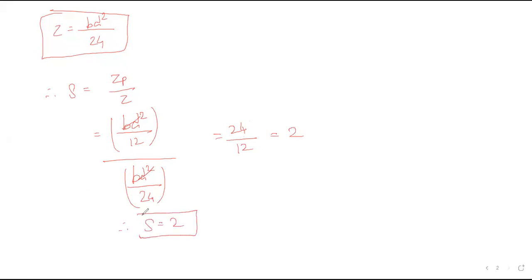This shape factor value is equal to 2 for the diamond section. So this is related to our diamond section. From that, if it is a rectangular section, then the S value is 1.5. If it is a diamond section, then the S value is 2. Next, we should move on to the triangle section.